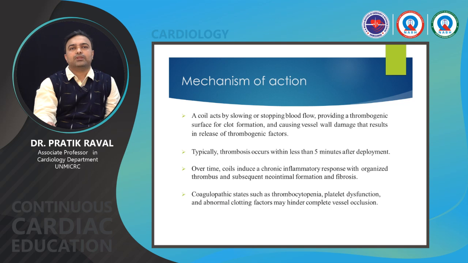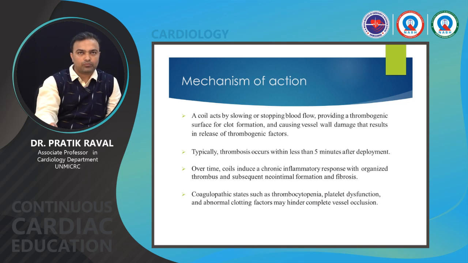The main problem with these coils is that they depend on the body's thrombus forming mechanism. So in patients who are coagulopathic, such as patients with thrombocytopenia, platelet dysfunction and abnormal clotting factors, the thrombus formation may be delayed, and thereby the effectiveness of the coil is reduced in such cases.